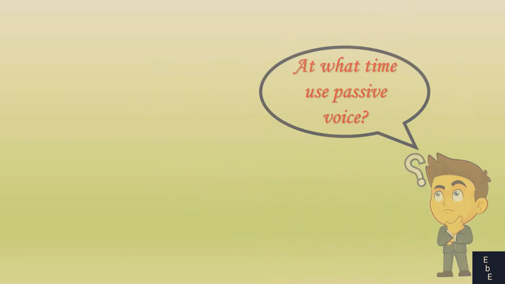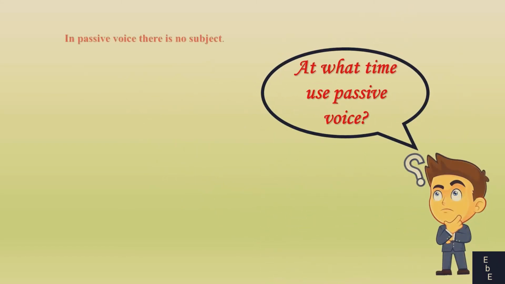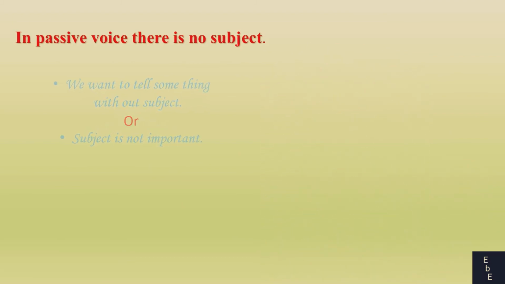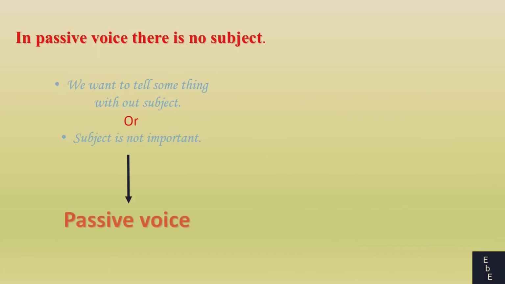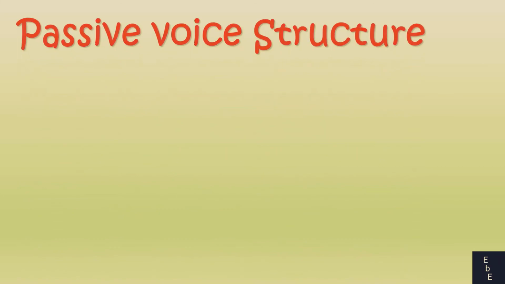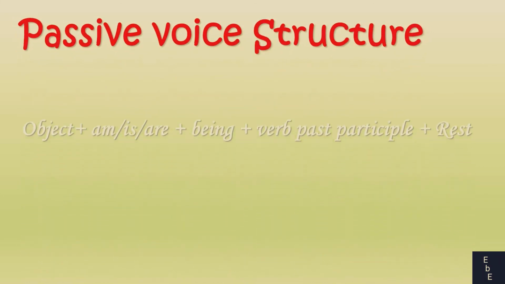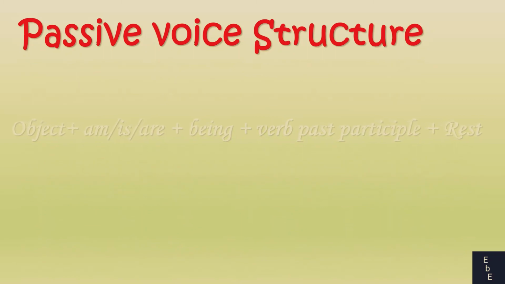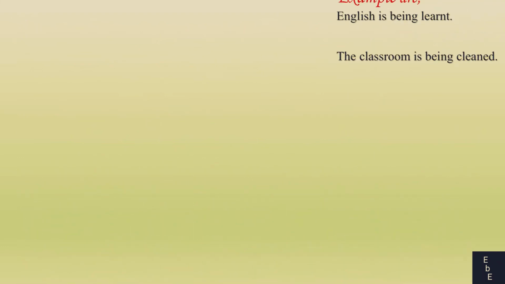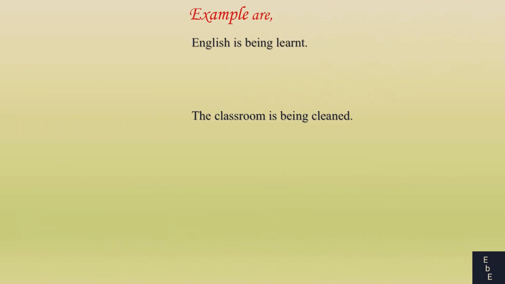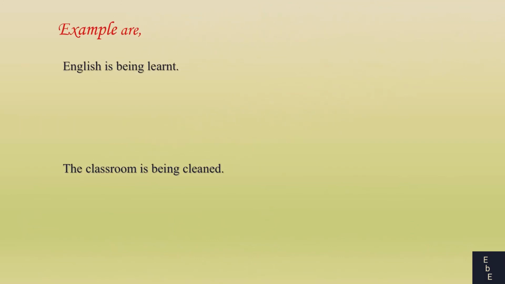In passive voice, there is no subject, and also we want to tell something without a subject or the subject is not important. At that time, use passive voice. The present continuous tense passive voice structure is: object plus am/is/are being plus verb past participle plus rest. Examples for the passive voice are: English is being learned, the classroom is being cleaned.